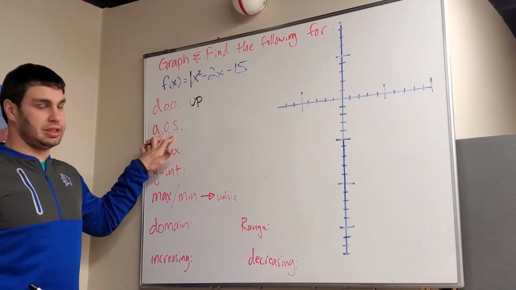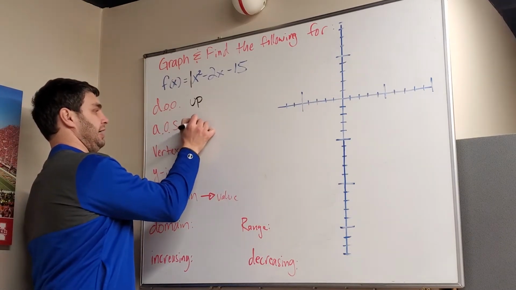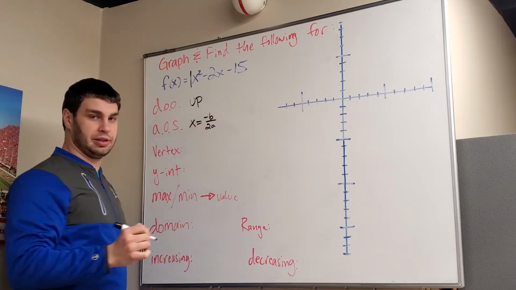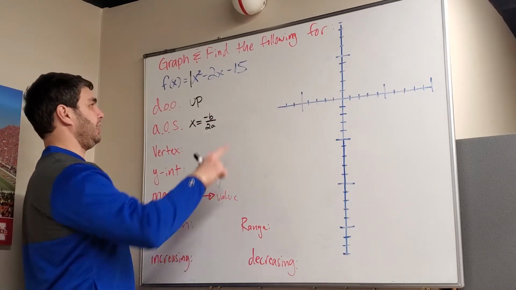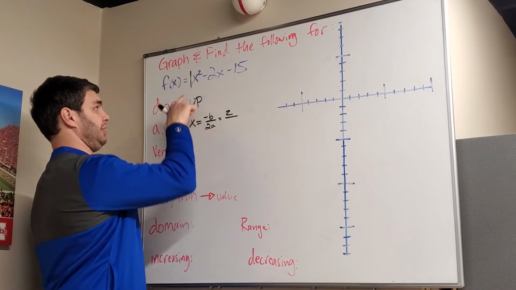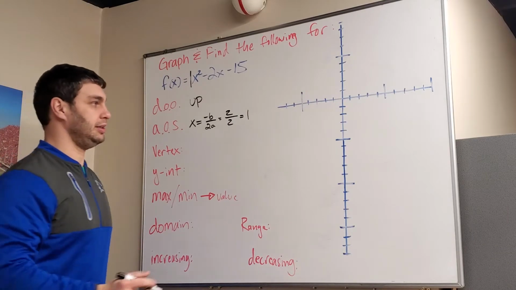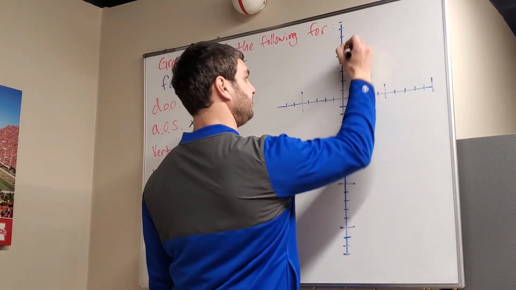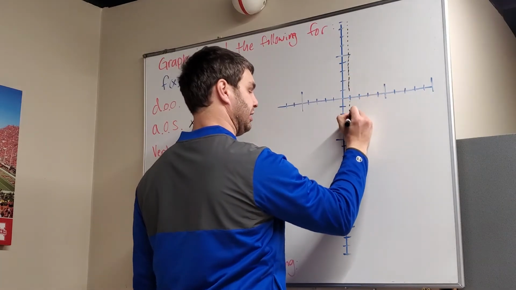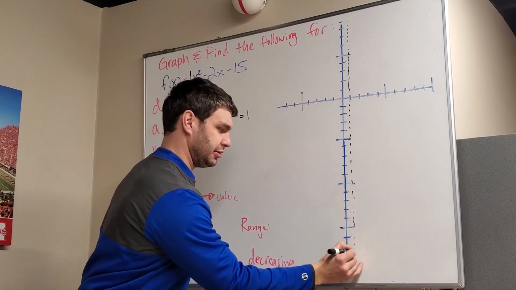AOS, that's axis of symmetry. Here, our axis of symmetry, we can figure that out by saying x equals negative b over 2a. That's the formula that we use to find that. In our case, negative negative 2 is a positive 2, over 2 times 1 is also 2. So x equals 1 right here. I'm going to draw a dotted line to indicate our axis of symmetry.